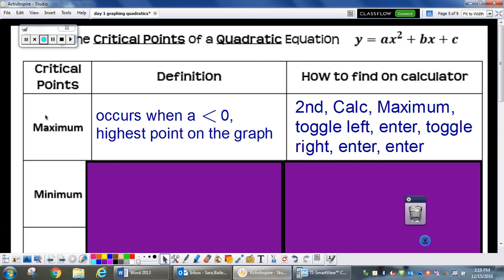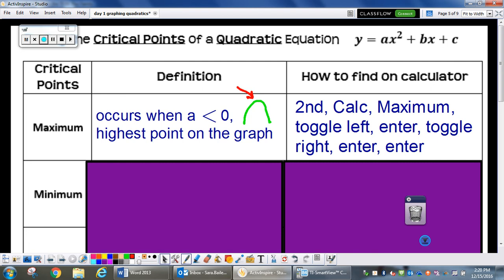So in order to get your maximum, you have to have an a value that's less than 0, so that negative a. And it's the highest point on your graph. So this would just be a little sketch of it. So the maximum would probably be right there at the tip of your graph. To do this on your calculator, once you've keyed in your equation, you hit the second calc maximum, you toggle left, enter, toggle right, enter, enter. And I will go through those steps with you.